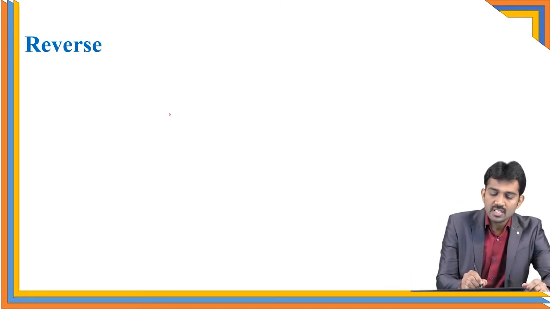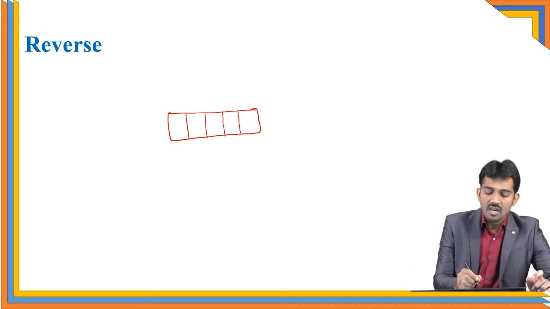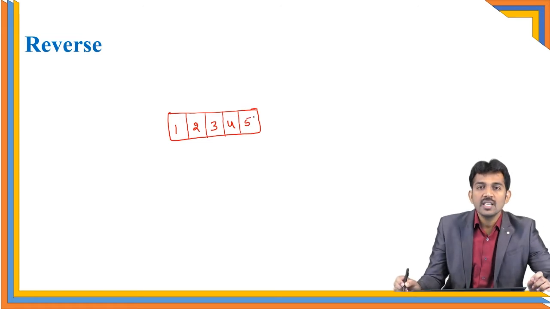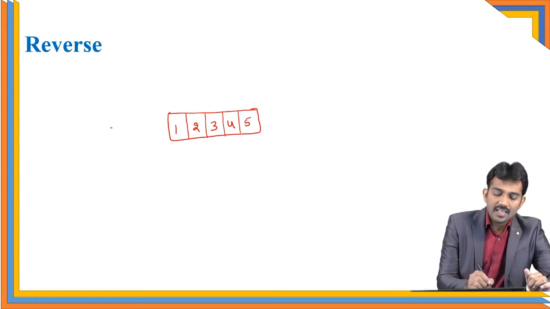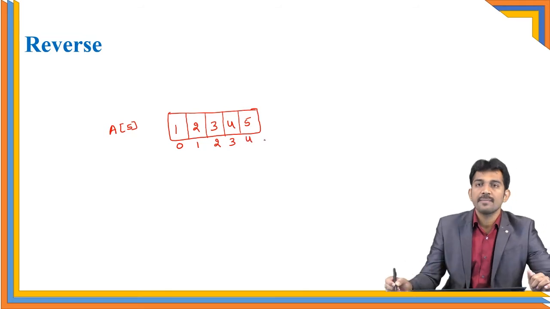For example, consider one array. So there are 1, 2, 3, 4, 5 elements, right? What is the size of the array? The array is A of 5. This is the 0 index, 1 index, second index, third index, fourth index.